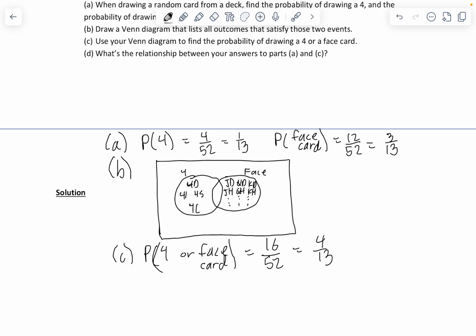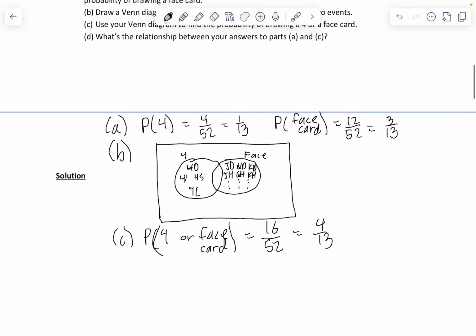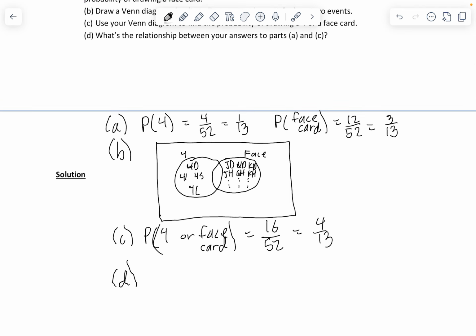Well, the relationship is that if we add the probability of a card being a 4 to the probability of a card being a face card, we get the probability of getting a 4 or a face card. So we could say probability of 4 or face card is equal to basically just adding the 2 answers from part A: 1/13 plus 3/13, which equals 4/13. The answer from part C.